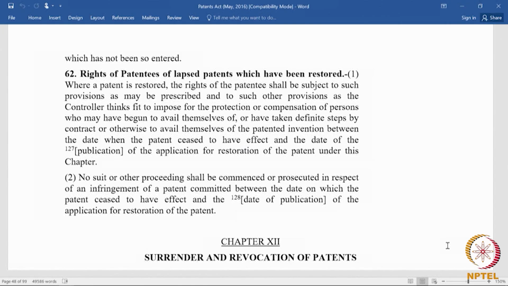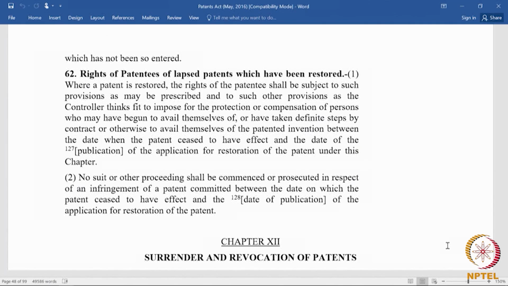When a patent is restored, the rights of a patentee shall be subject to the provisions as may be prescribed as the controller thinks fit to impose for the protection or compensation of persons who may have begun to avail themselves or have taken definite steps by contract or otherwise to avail themselves of a patented invention between the date when the patent ceased to have effect and the date of publication of the application for restoration. So, the controller can impose protection or compensation for persons who started working, because they understood that the patent has lapsed. When a patent lapses, it falls into the public domain.